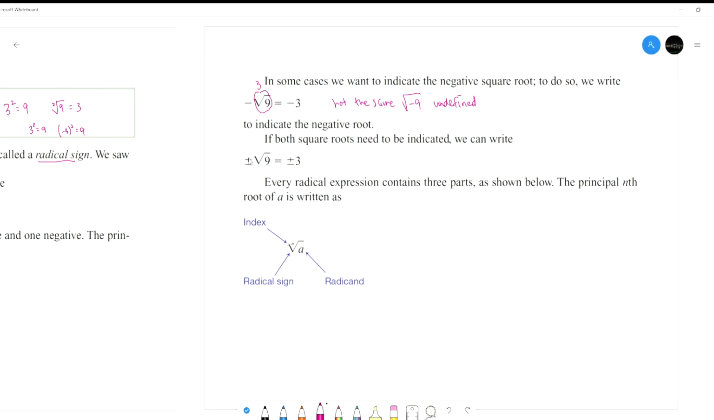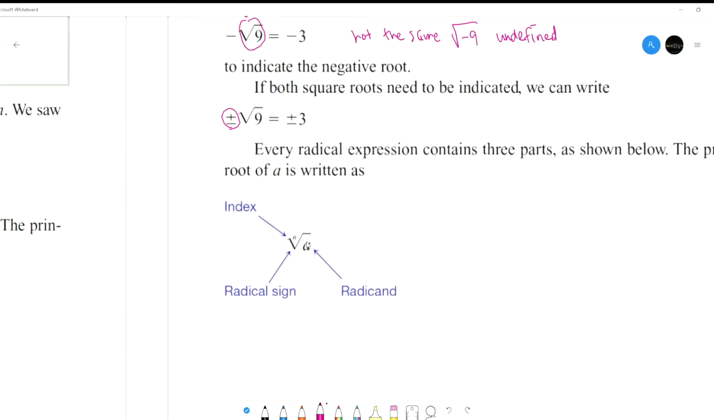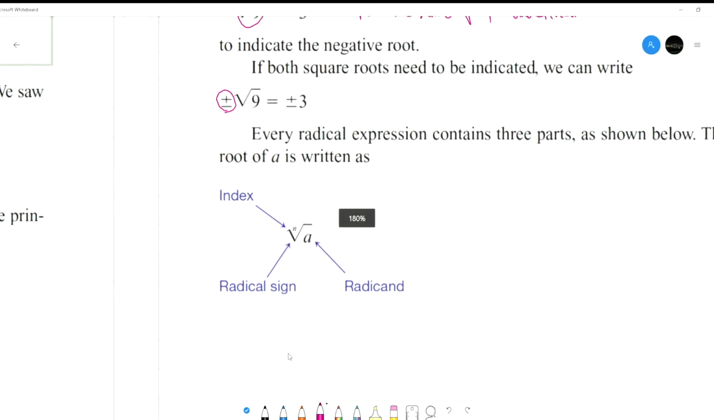If you want to write both square roots, both signs, we just learned about this plus or minus sign before on Wednesday. So when you have plus or minus the square root of 9, you can write the solution as plus or minus 3. There are 3 components to a radical, as you can see here. The number under the radical symbol is called the radicand. This is the radical symbol, and the number that goes into this little area here is called the index. That's the root.